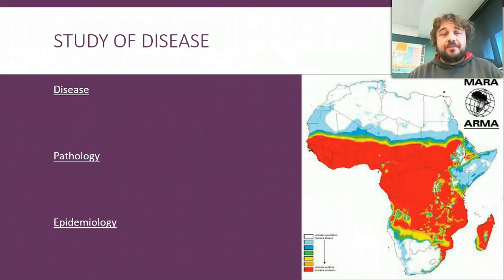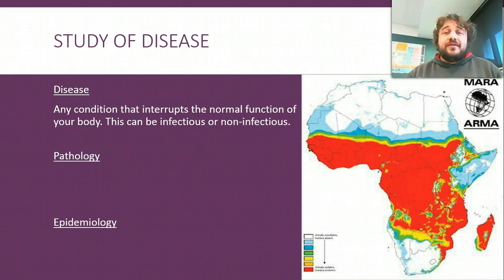All right, so study of diseases. Now, there are three terms here that you need to know by the end. First, a disease is anything that makes you feel less than perfect. So it interrupts the normal function of your body, and this can be both infectious and non-infectious. Now, this is the really obvious stuff like a cold or a flu, but things like a broken leg count as a disease because it has interrupted the normal function of your body.